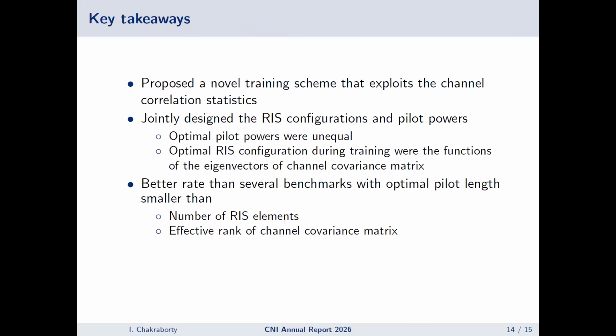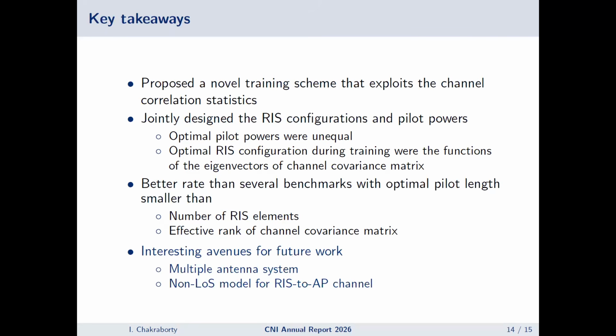So, as for key takeaways, we have proposed a novel training scheme that exploits channel correlation. We have jointly designed the optimal pilot powers and the RIS configurations to lower the MSE. We showed that our scheme has better rate than several benchmarks, with optimal pilot length being smaller than not only the number of RIS elements but also the rank and effective rank of the channel covariance matrix. As for future work, you can go for a multiple antenna system at the base station or the AP and a non-LOS model for the RIS to AP channel.